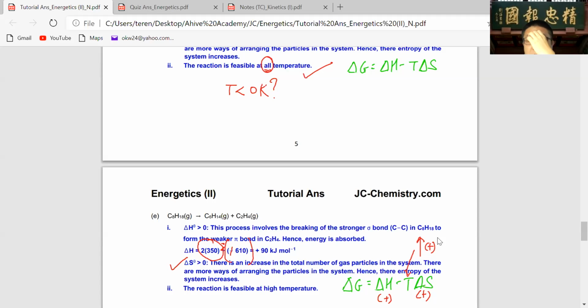Correct? In order for the second part of the equation to be a big negative number, so that your reaction is, your Gibbs free energy can be less than zero. Gibbs free energy can be less than zero only if your temperature is high enough, so that your T times your entropy overall can be a huge positive number. Then your enthalpy minus a huge positive number can end up becoming a negative number. Mathematically, that's why now it's high temperature.